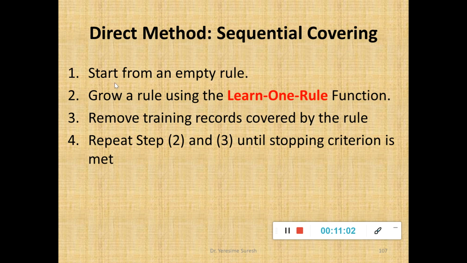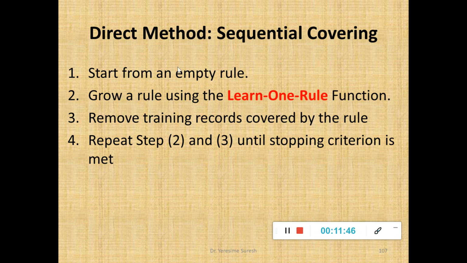What are those? First step is to start with an empty rule or a null set. Then start growing the rule set using the concept of the learn one rule function. What is that learn one rule function? We'll see. Then remove any training records covered by the rule. Once a record is covered by the rule, you are supposed to eliminate it and then move to the next record. Then repeat steps 2 and 3 until the stopping criteria is met. What is that stopping criteria? We will discuss. As of now, these are the 4 simple steps of your direct method.